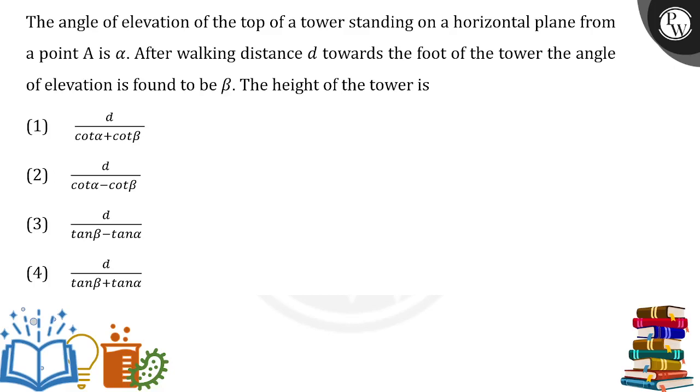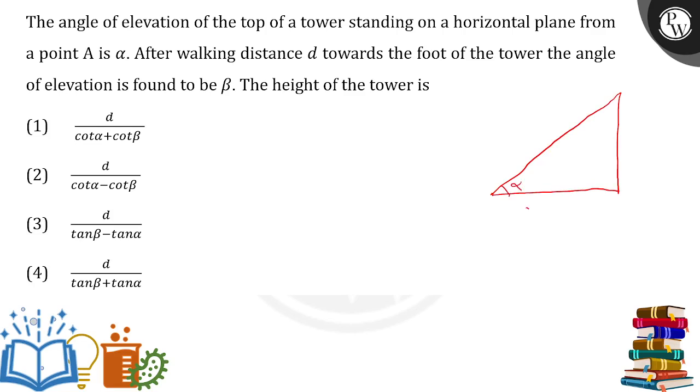The angle of elevation of the top of the tower standing on a horizontal plane from point A is alpha. So we are having a tower like this, and for this we are standing at point A, let's say somewhere over here. So the angle of elevation from this particular point is alpha from the horizontal axis, or I can say ground. This is alpha.